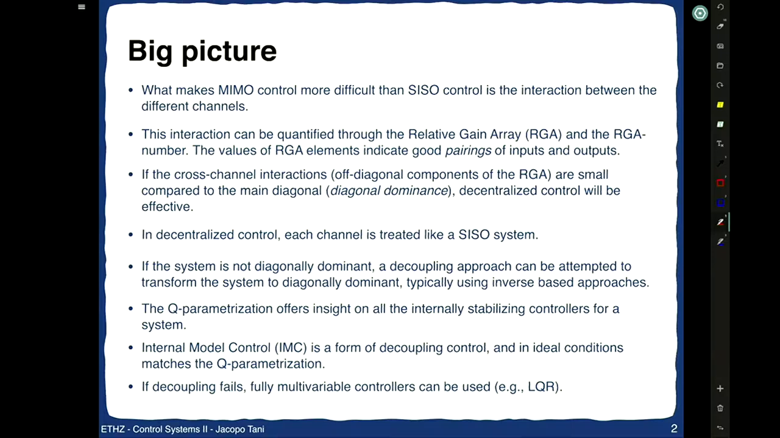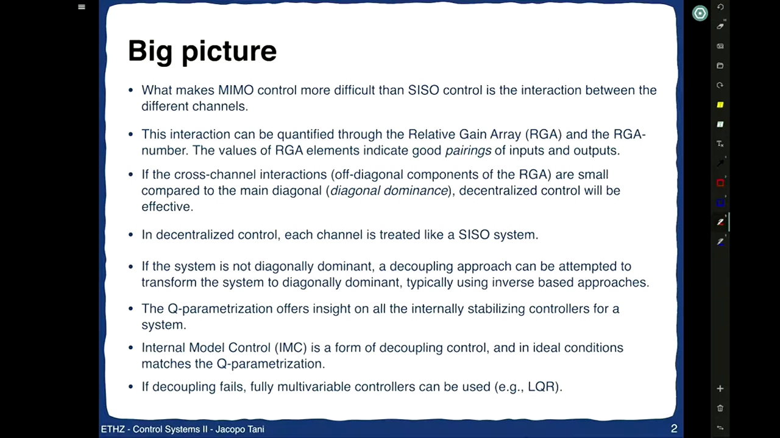And we figured out that if this degree of interaction was small, in the sense that the system was diagonally dominant, we say, in the sense that there are some pairings between specific inputs and specific outputs that are not influenced by the other channels, then it made sense to actually solve the problem in the way that we knew how to solve it, that is, with a bunch of different SISO controllers. And we called that decentralized control.